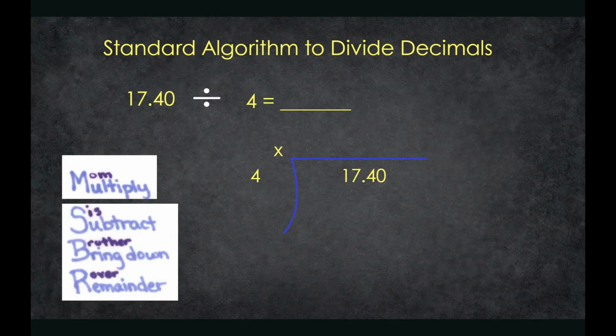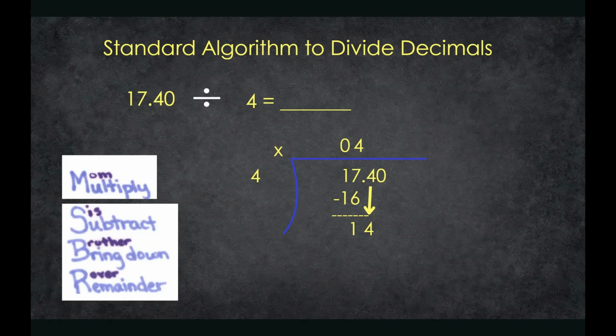So our very first step is how many 4s go into 1? 0. So then we ask ourselves, well, how many 4s go into 17? There are 4 4s. 4 times 4 is 16. So we're going to subtract that out. We're left with 1, and then we bring down the 4. So now we have 14.